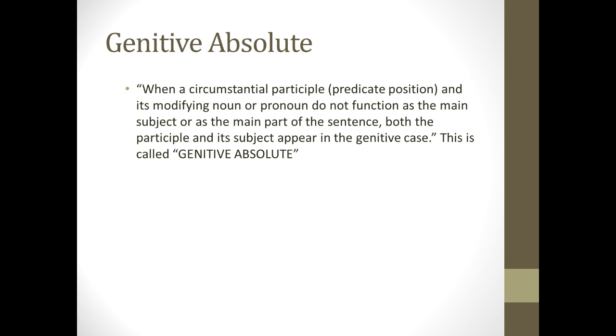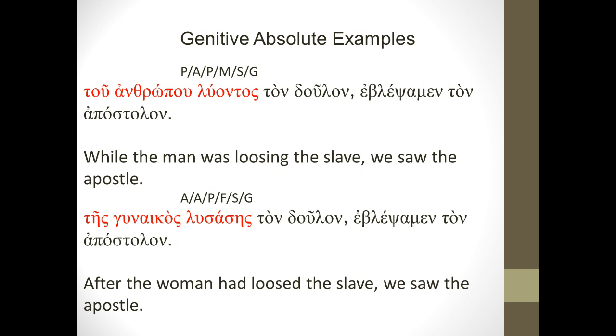The best way for me to explain this and how to translate it is to simply do it by example, and to note that we will do it more than once over the course of this class. So here are some examples, and you will just take your time to work with it. Notice that I have here in red tou anthropou luontos. Luontos is our participle, a present active participle, masculine singular nominative. Excuse me, masculine singular genitive. Notice that the words preceding it, tou anthropou, are also masculine singular genitive.